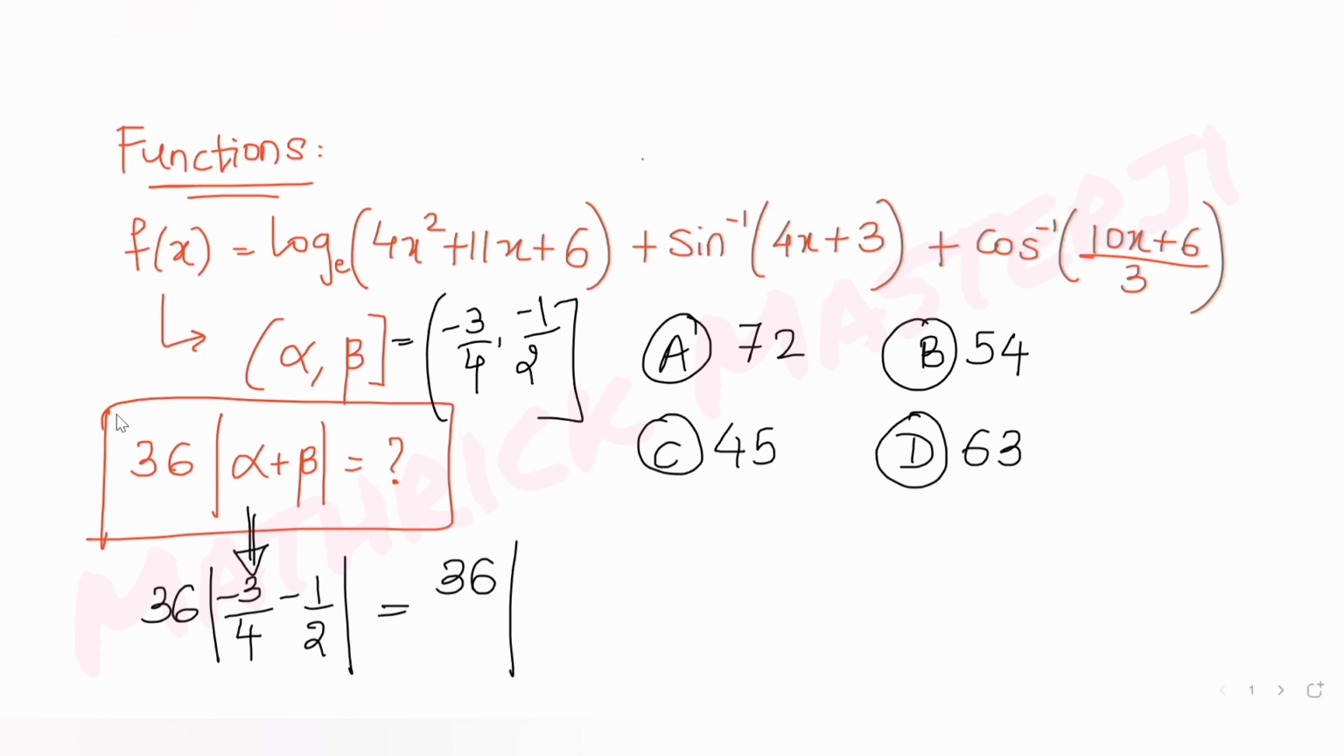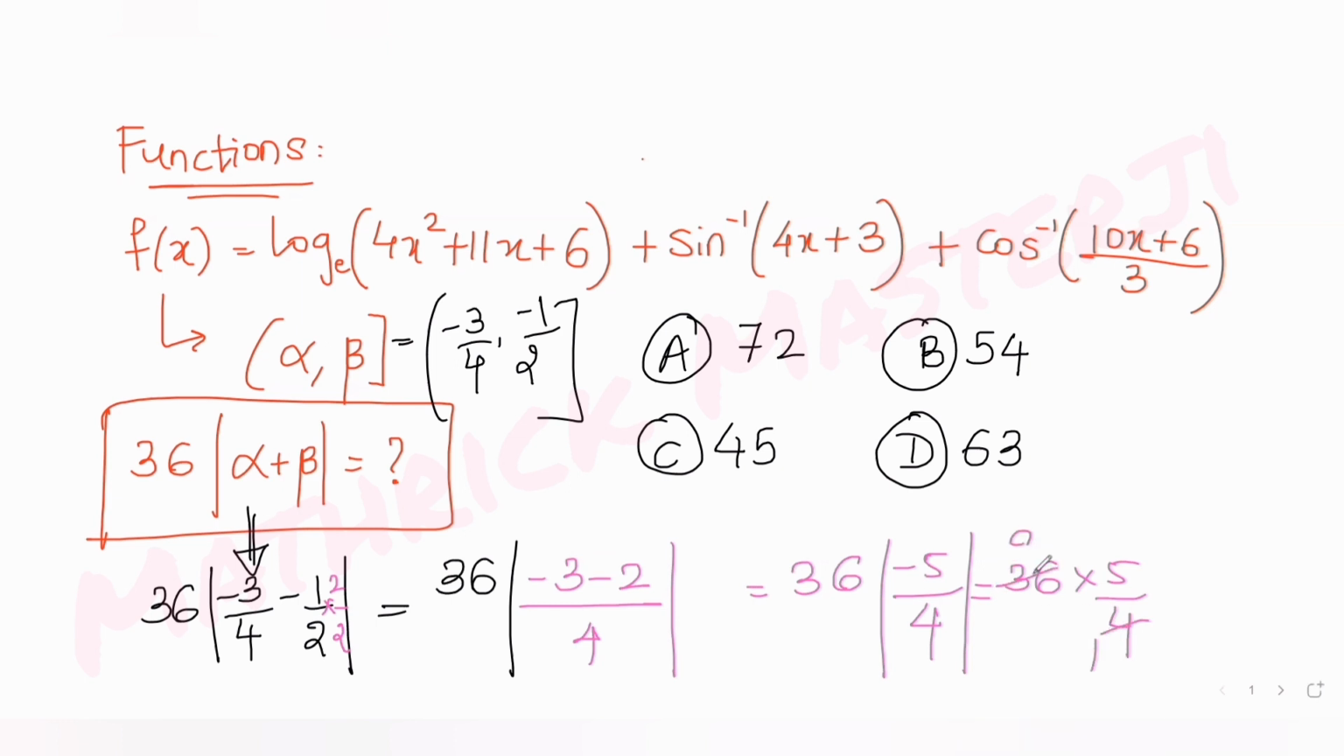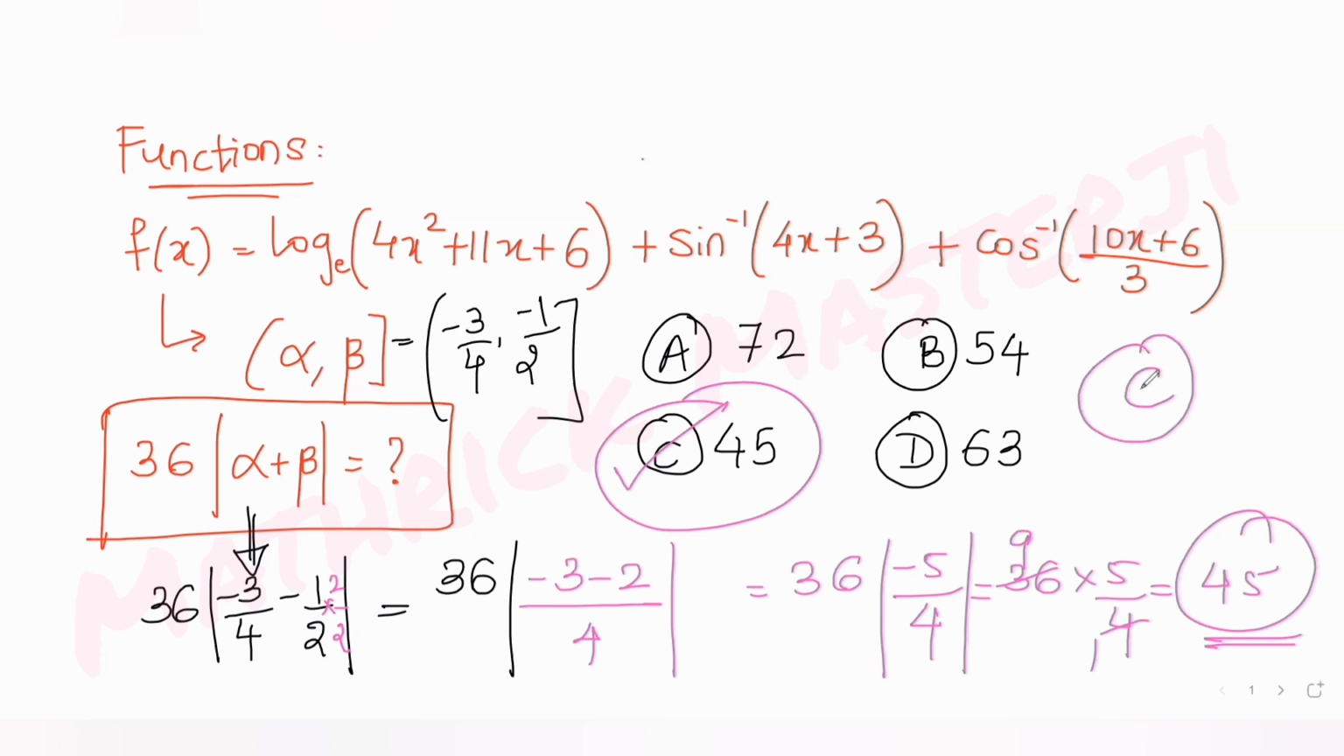Now once you have this, you just put that and find the answer. So I want to make my denominator the same, so I'll multiply both sides with 2. Once I multiply both sides with 2, I get minus 3 minus 2 over 4. So you get 36 mod of minus 5 over 4. Now, 4 ones are 4, 4 nines are 36, 9 fives are 45. And from here, you get the answer matching with option C. So C becomes the correct answer for the question given to us here.